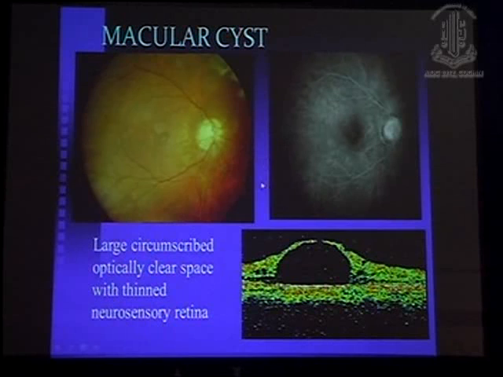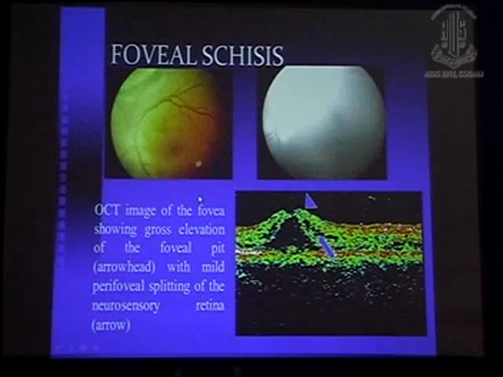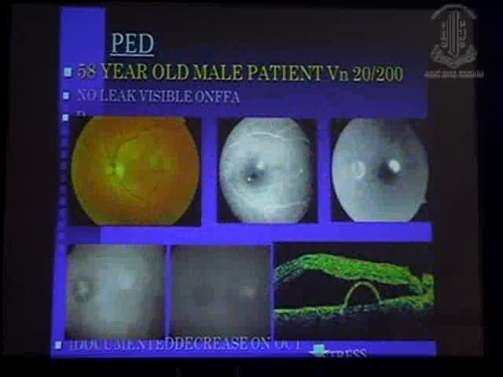Now, this sometimes has to be differentiated from what we call a macular cyst, which appears as a large circumscribed optically clear space with thinned out neurosensory retina. Again, this can be differentiated from edema and cyst, which has been clearly spoken to you by Ashish. Then foveal schisis typically shows a peaked elevation of the foveal pit, and there is perifoveal splitting of the neurosensory retina, which you see over here. This is an enlarged view of the same thing.